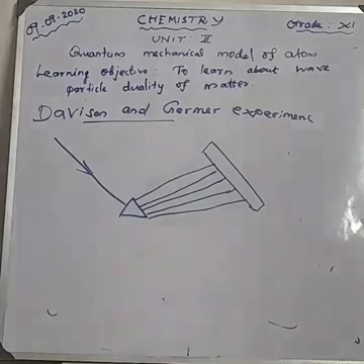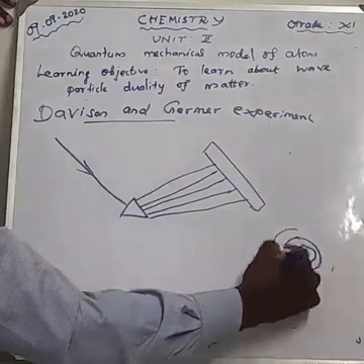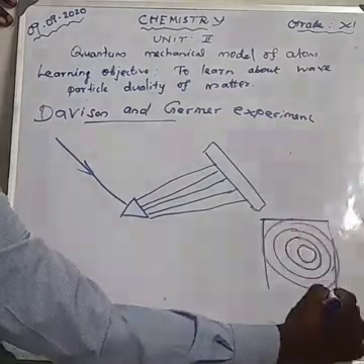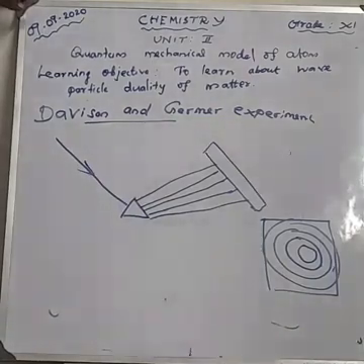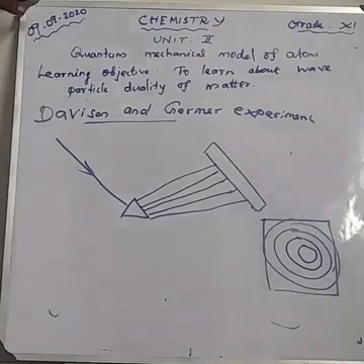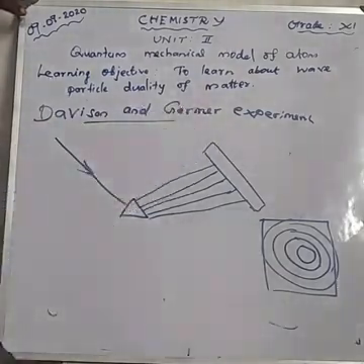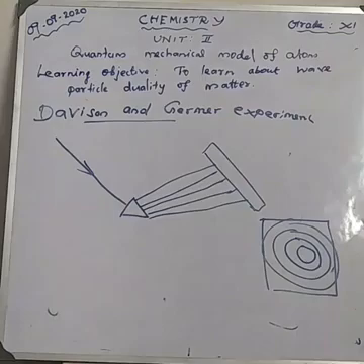What is the diffraction pattern? Here we get some diffraction pattern like that. The resultant diffraction pattern is similar to the X-ray diffraction pattern. So, as per the Davisson and Germer experiment, electrons have wave character and also particle character.